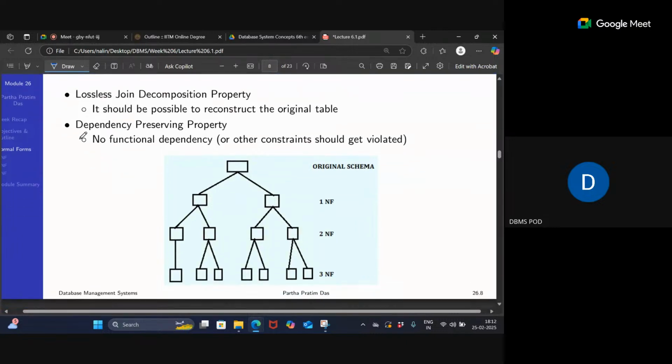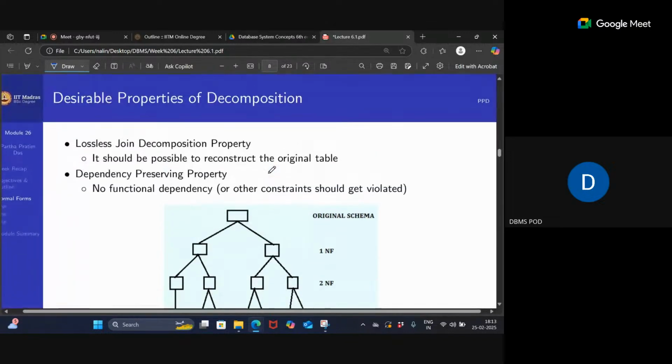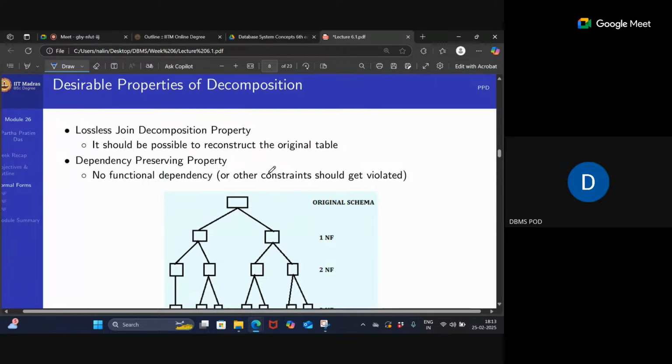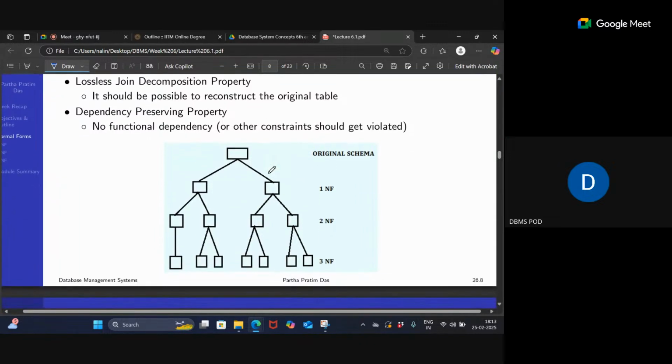And the other property is dependency preserving property. The decomposition should preserve the dependency as well. That means no functional dependency or other constraints should get violated. So these are the desirable features we want when we decompose a table into different tables. Okay.